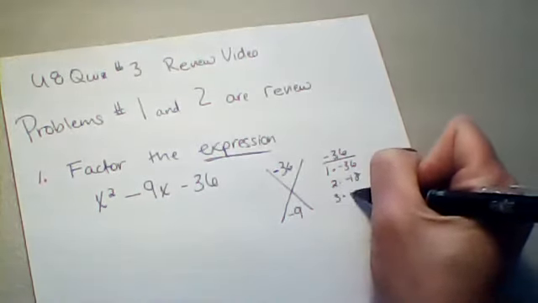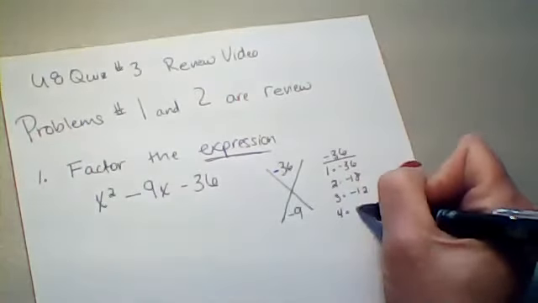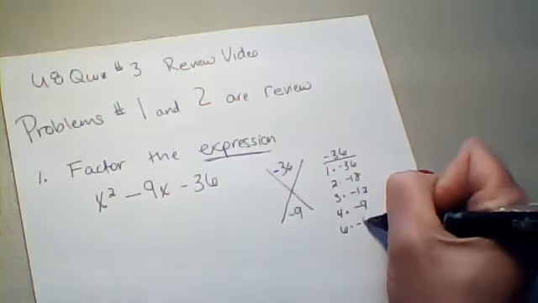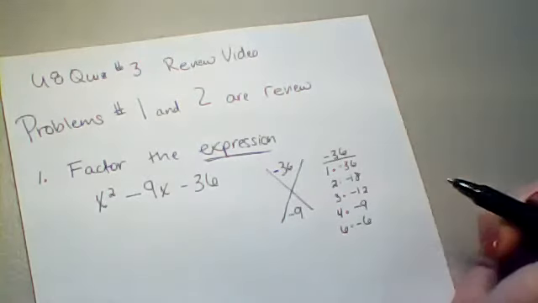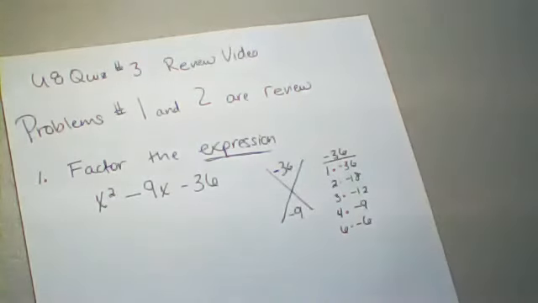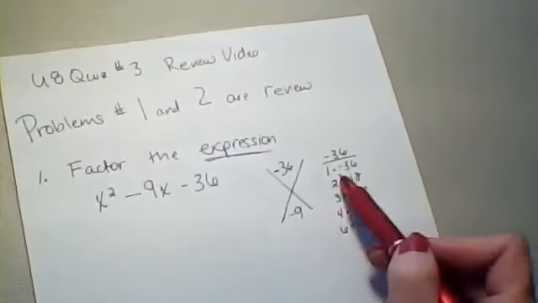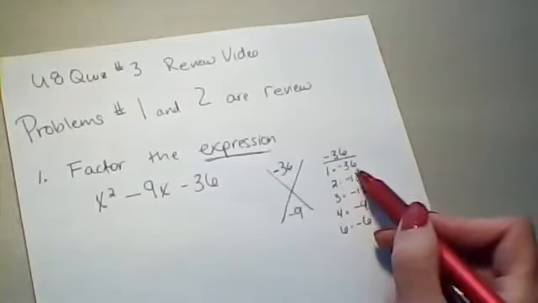3 times negative 12, 4 times negative 9, 6 times negative 6. That's all I can think of. So those are my factors, numbers that when I multiply them together, I get negative 36. Now I need to see which one is going to make it so when I add them together, I'm getting negative 9. So which pair of factors, when I add them together, gives a negative 9?